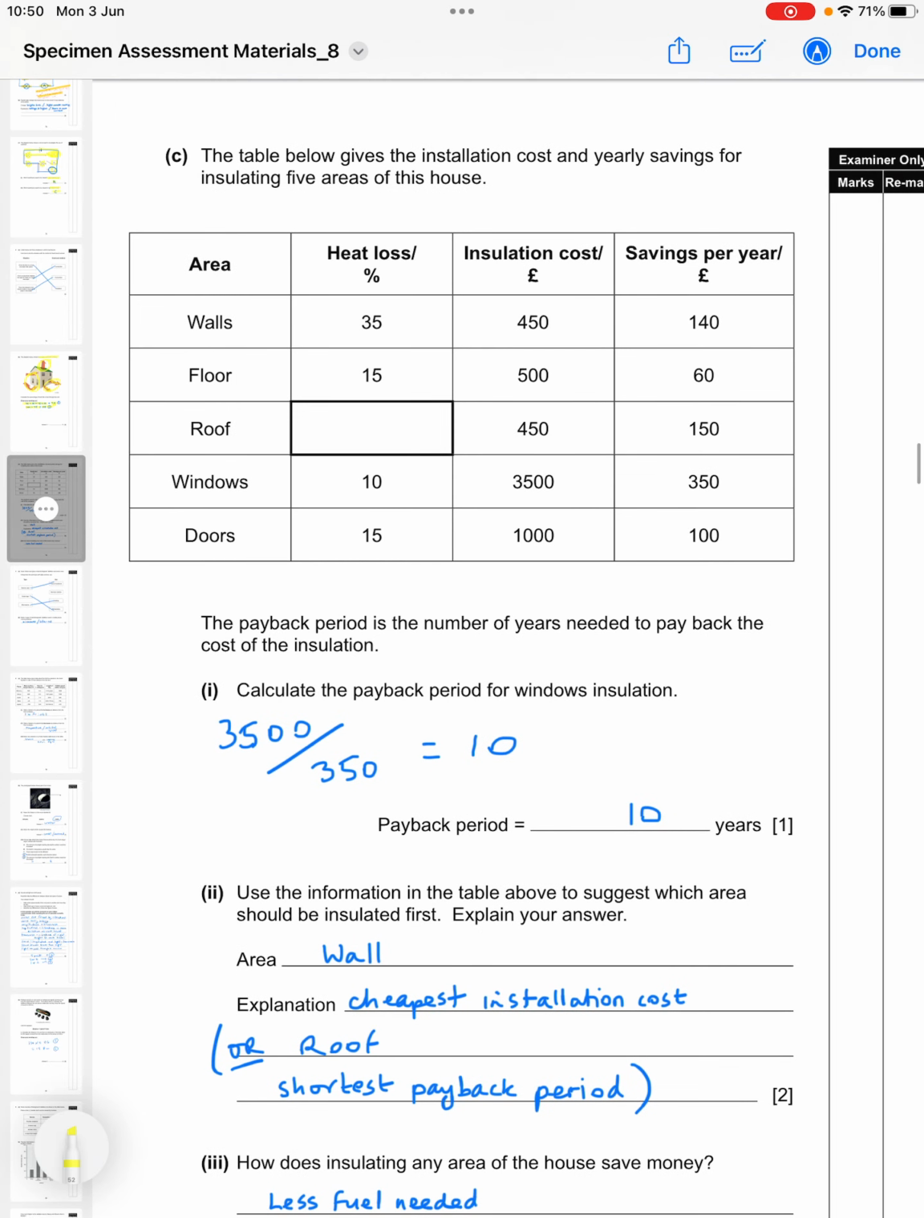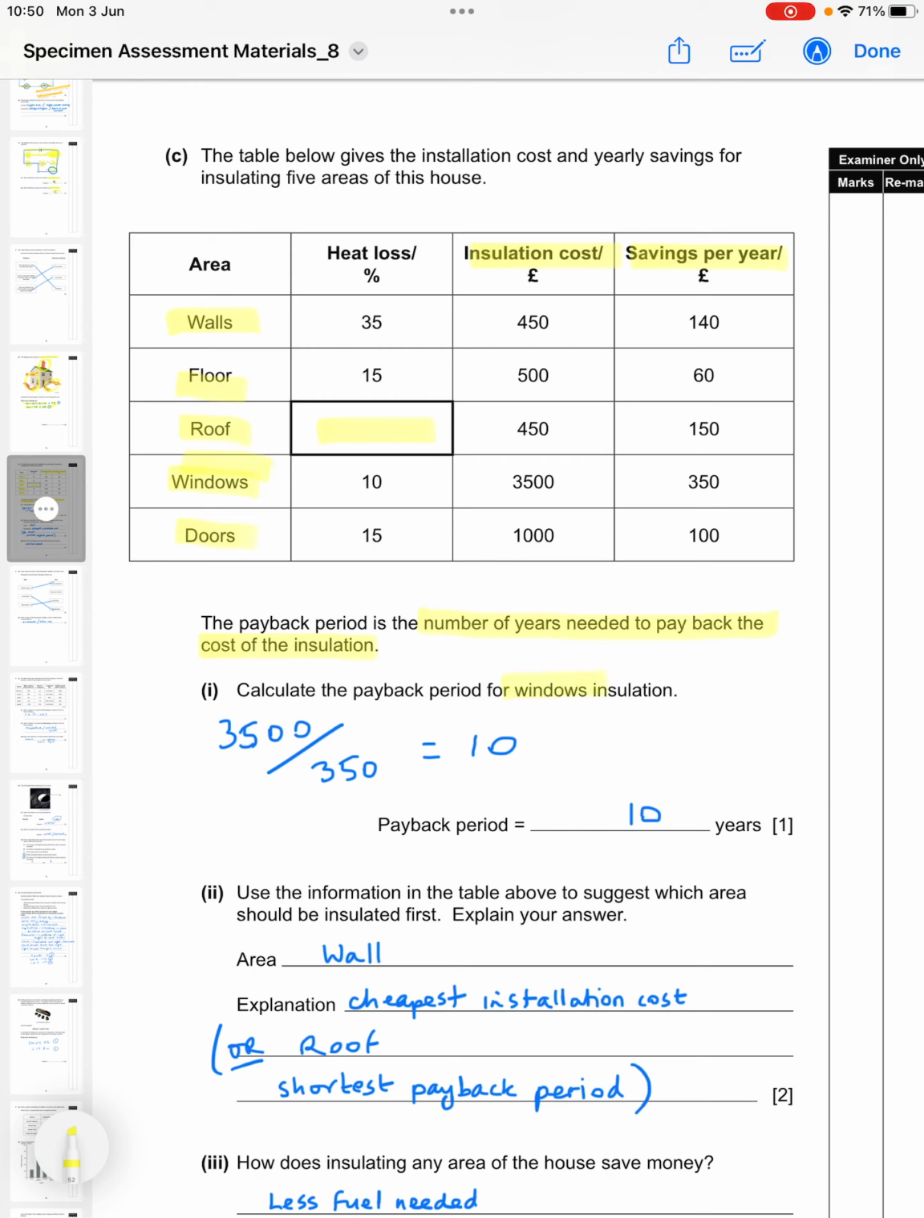Next, the table shows the installation cost and yearly savings for insulating 5 areas of the house: walls, floor, roof, windows and doors. And you see here there's the box missing for the percentage heat loss in the roof, and we've already worked that out in the last page. Then it says the insulation cost and then the savings per year for each method. The payback period, it tells you, is the number of years needed to pay back the cost of the insulation. So calculate the payback period for windows insulation.